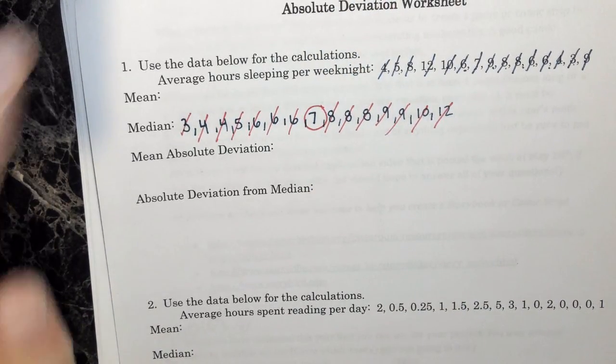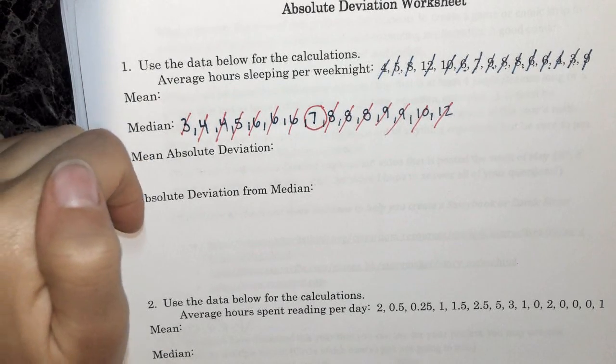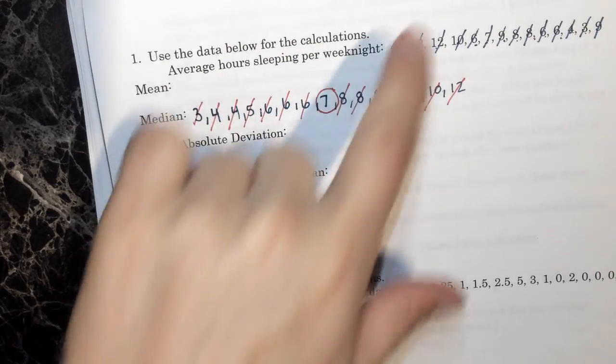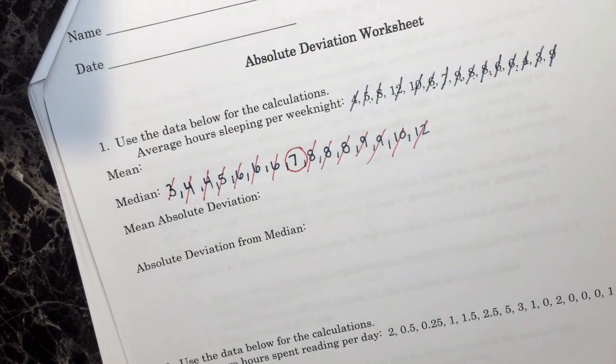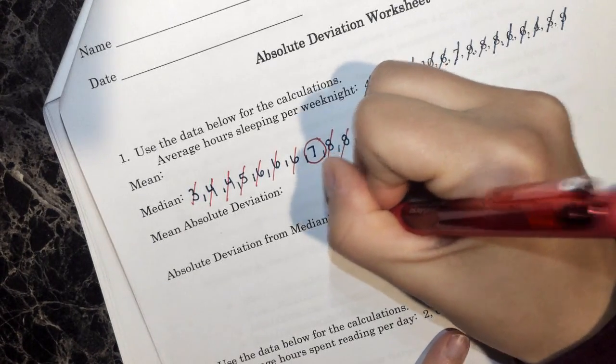So when you find the absolute deviation from the median, instead of finding the difference from the original numbers and the mean, you're going to find the difference from the original numbers and the median. So when I do this, I'm going to rewrite them in order.